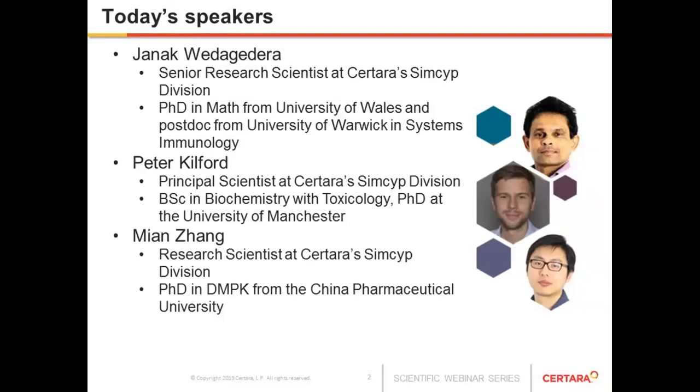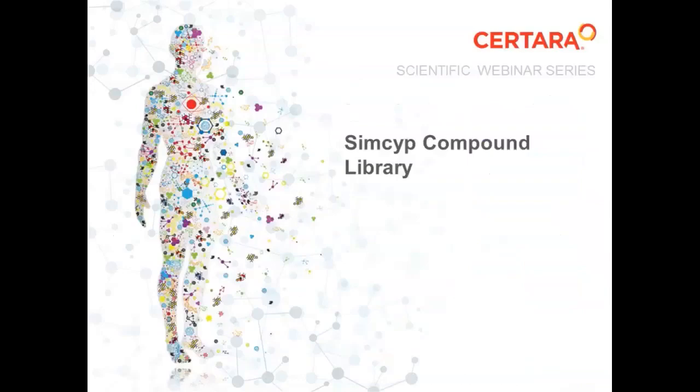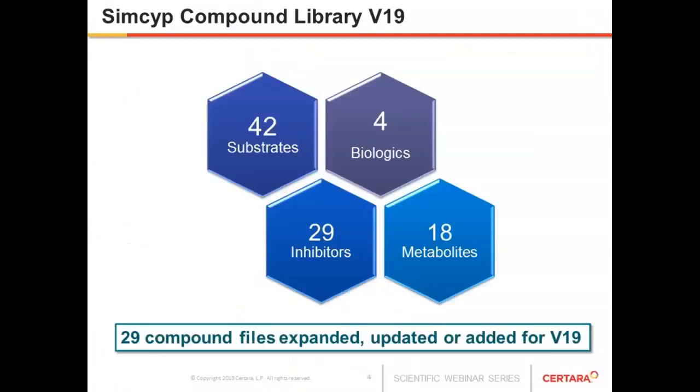Thanks, Suzanne. So I'm going to start the presentation off by talking about some of the updates we made in version 19 to the Simcyp compound library. Before I start talking about some of the updates, I would like to just talk through some of the functionality we have for the Simcyp compound library in the simulator. We currently have 42 substrate files for small molecules available in the simulator that can be used. And these can be used in conjunction with 29 inhibitor files and a further 18 metabolites, which can be coupled with the relevant substrates or inhibitor files.